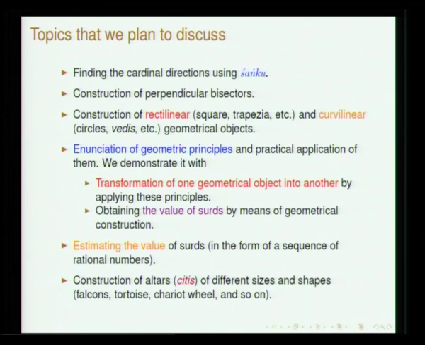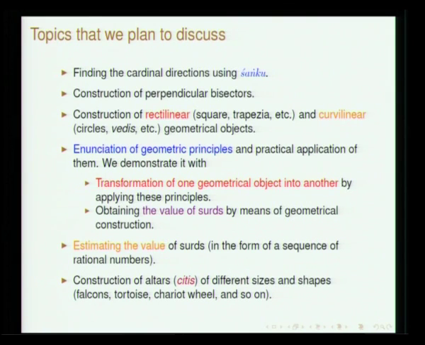Okay. The topics that we would discuss here, roughly, I will start with the determination of cardinal direction. This is called Diganayanam. Dik is direction, Anayanam is finding. So, that I will do as the first thing. Then how to construct perpendicular bisectors. Suppose you have determined the east west line, then you have to construct a perpendicular bisector, so what are the methods which are employed.